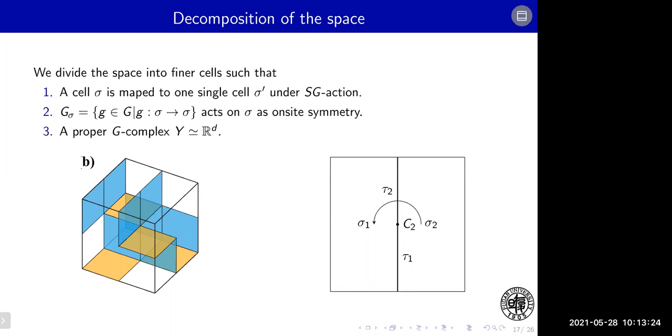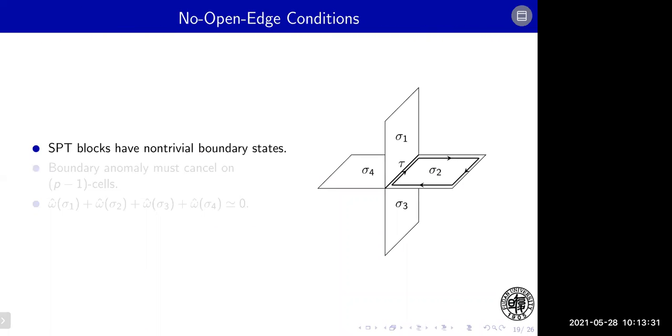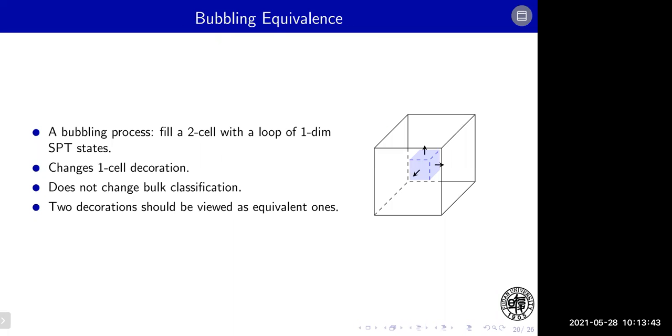After we do this decomposition, we can put on-site symmetry protected SPT phases on each piece. And then we can use some consistency conditions to figure out whether we can glue them together without leaving any symmetry protected edge states on the interfaces. And also we need to mod out some equivalence classes, because there are some equivalence processes that we can use to deform a decoration to another one without closing the gap or breaking the symmetry. So by definition, this should be considered as the same topological state.